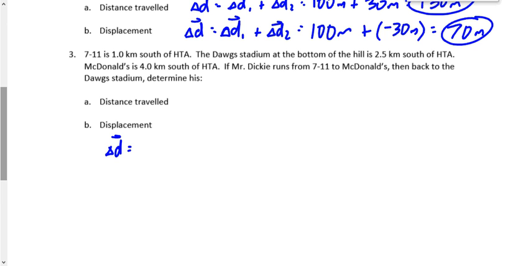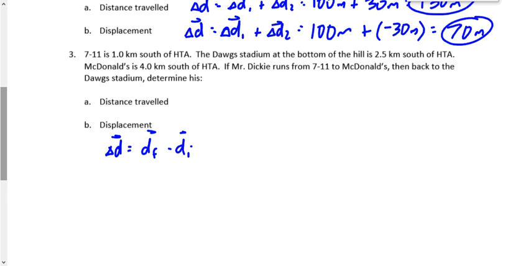What do we have given to us here? Are these positions or are these displacements already? Yeah, these are positions. These are where I am at different times, right? I'm at 7-Eleven, then I'm at McDonald's, and then I'm at the dog stadium. What's my displacement? If we're looking for the displacement given positions, we're going to say final minus initial position.